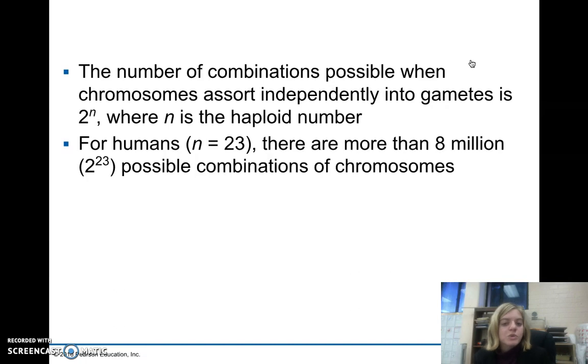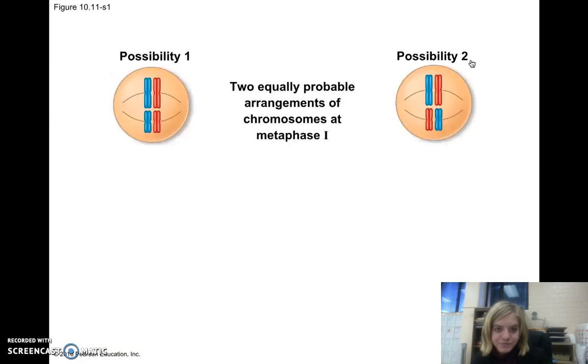So this really dramatically increases the number of possibilities for how chromosomes can assort themselves into your gametes, and the actual number of combinations is 2 to the n, where n is the haploid chromosome number. So for humans, where n is 23, the number of possible chromosome combinations is around 8 million, and that's just for the number of chromosome combinations in the cell.